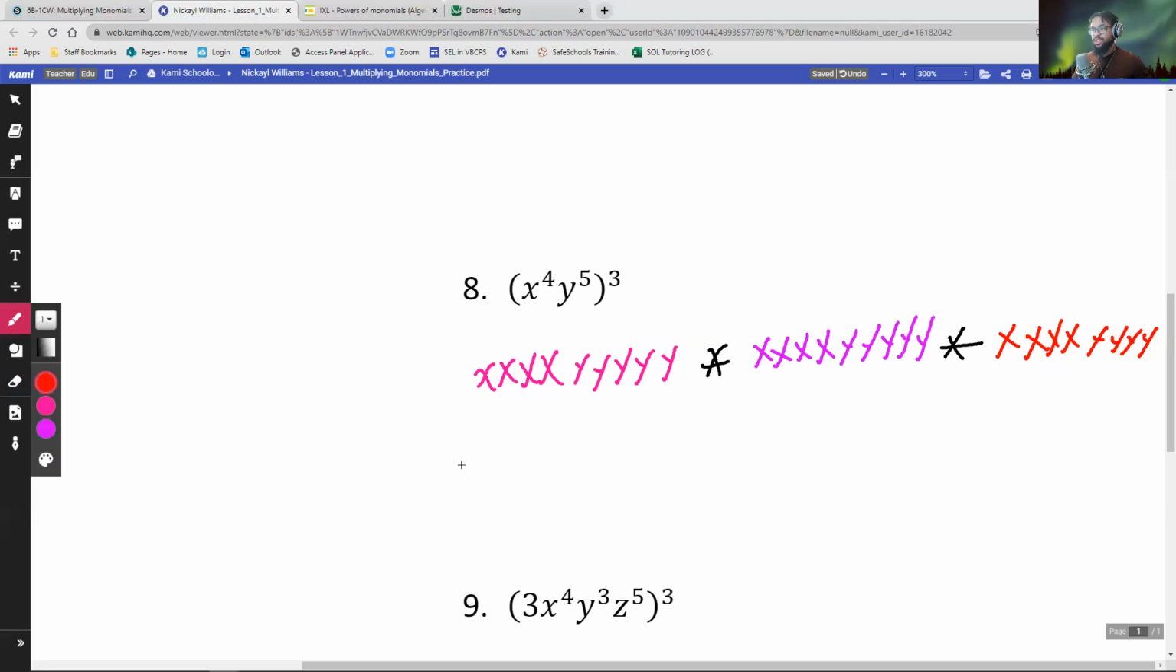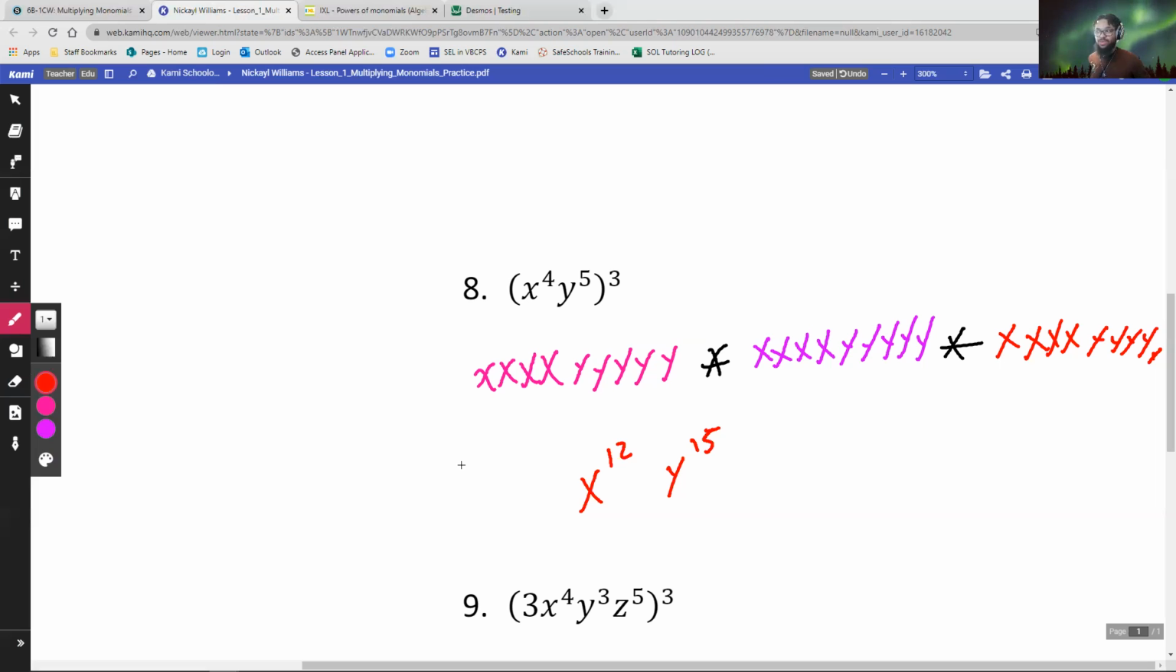And then what we end up doing is just counting all my x's. 1, 2, 3, 4, 5, 6, 7, 8, 9, 10, 11, 12. 12 different x's. So I end up with x to the 12th. And then count my y's. 1, 2, 3, 4, 5, 6, 7, 8, 9, 10, 11, 12, 13, 14. Oops, forgot a y. 15. So that should be 5 y's right there. X to the 12th, y to the 15th. All right. That's how we do that with power expansion.